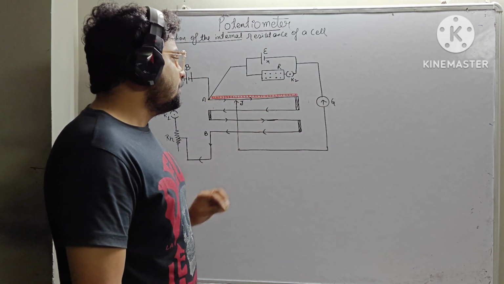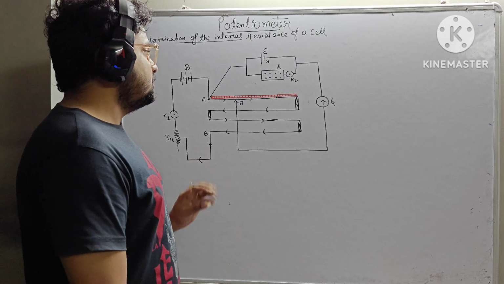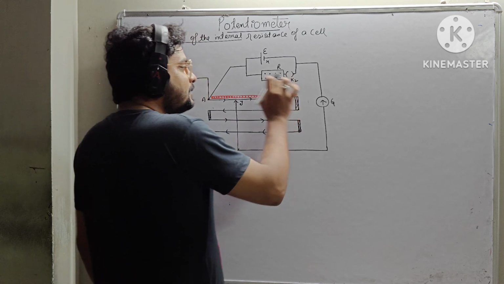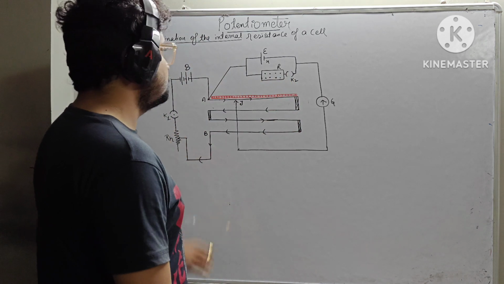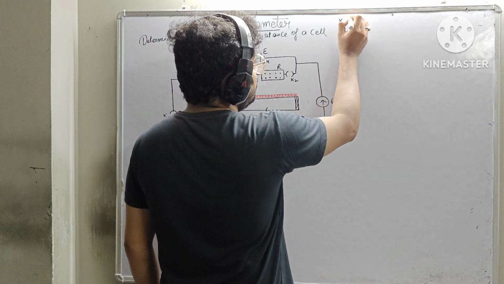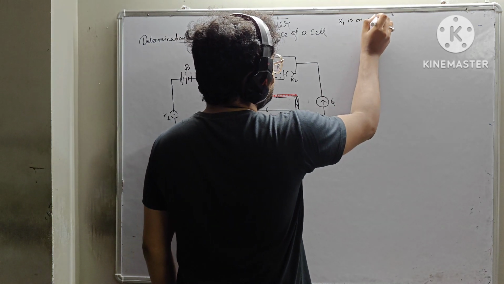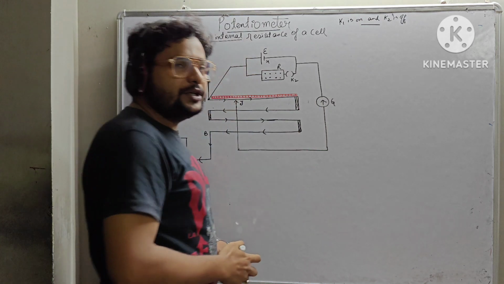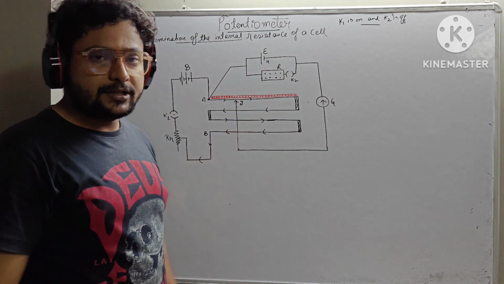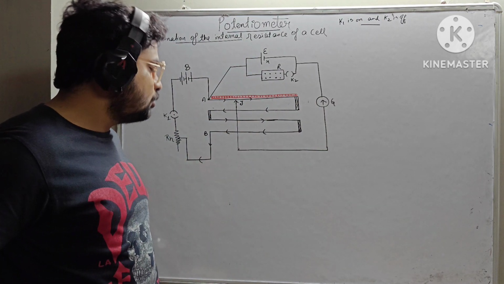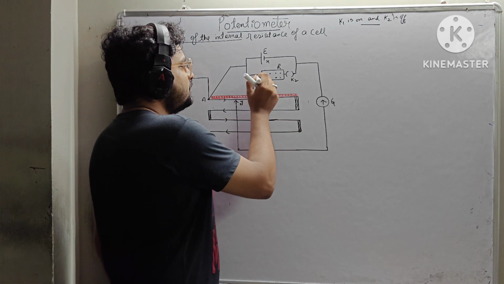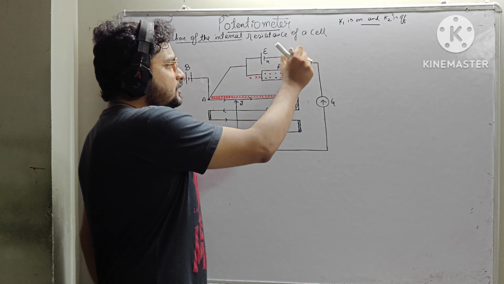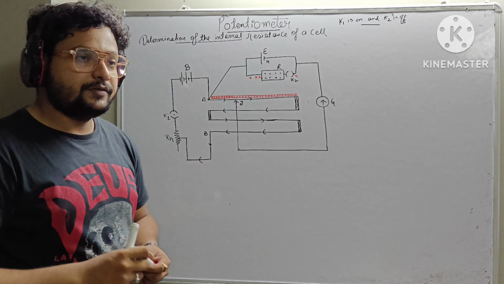Okay. So before starting the experiment, first what you have to do? First, eliminate this key. That means this key K2 should be off, and this one K1 should be on. So K1 is on and K2 is off. If K2 is off, then this particular branch is eliminated at first. So no need to consider this branch. Just think that only this branch is connected with the galvanometer.